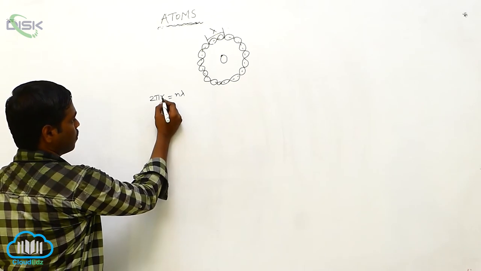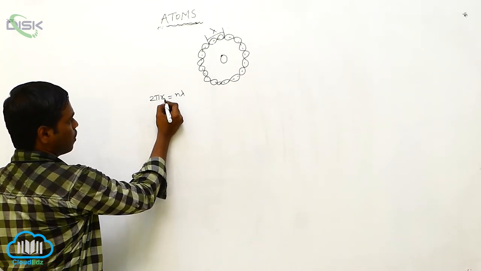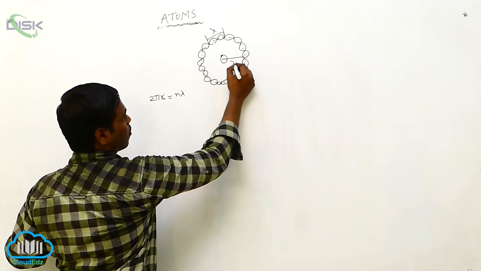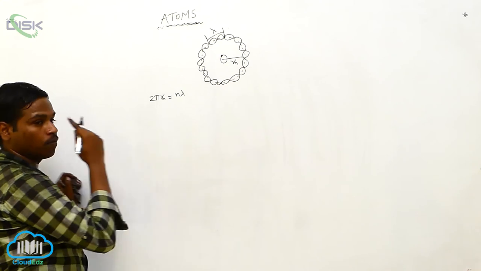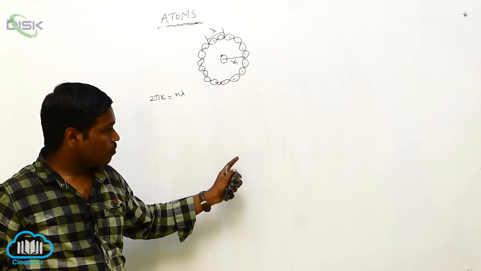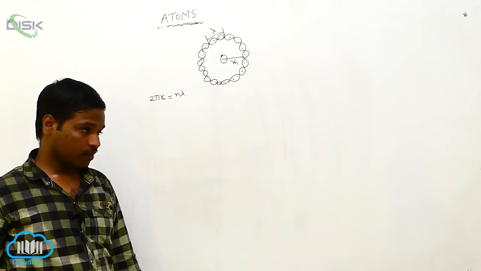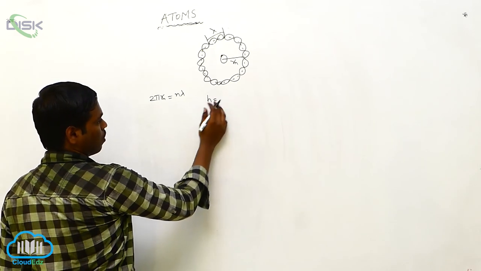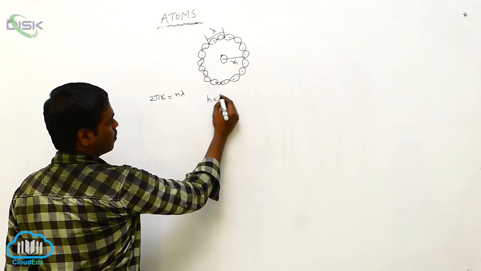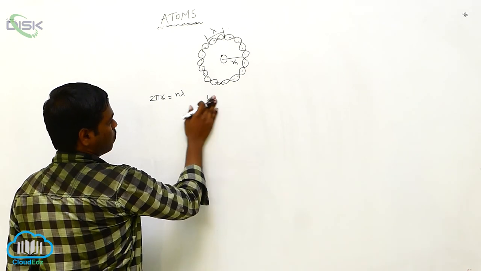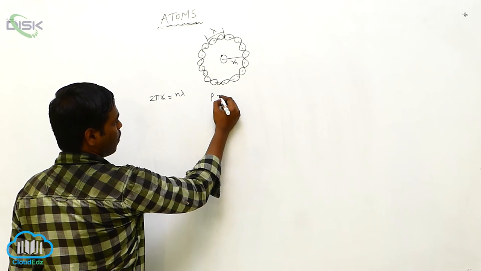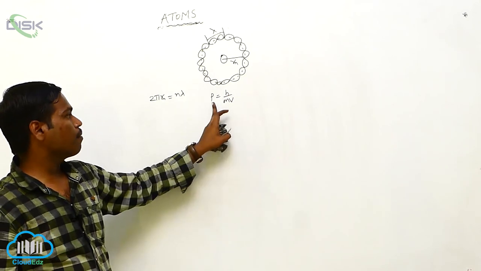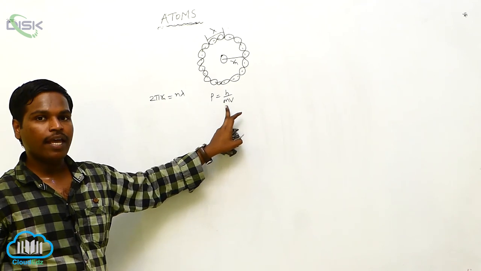Here, r_n is the distance from the nucleus to the electron. This is the r_n value. According to de Broglie, the momentum of the particle, p, is equal to h by m v. We have the momentum of the particle p is equal to h by m v.